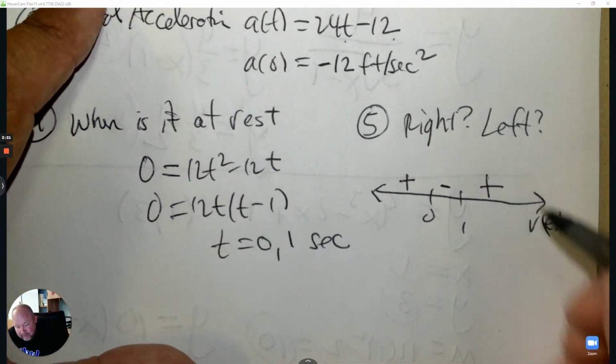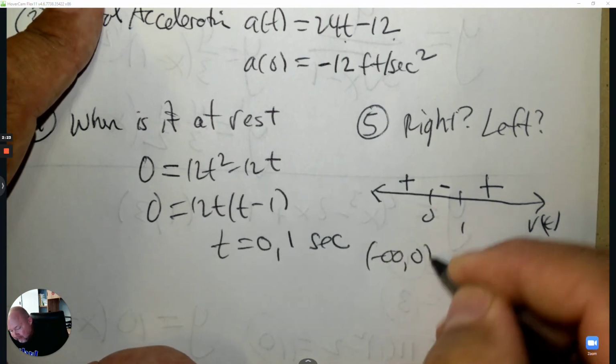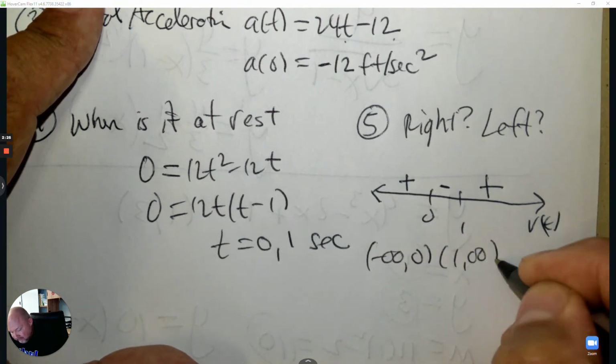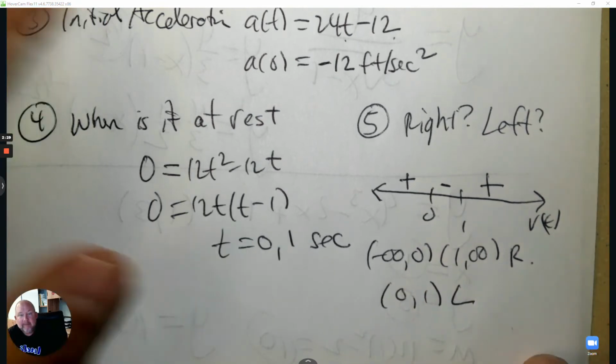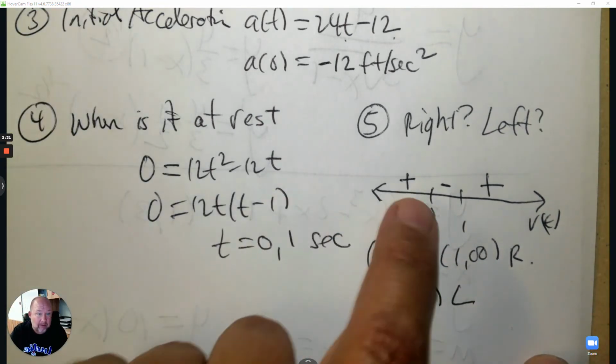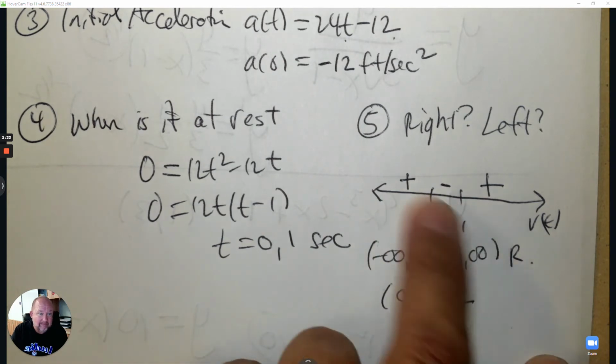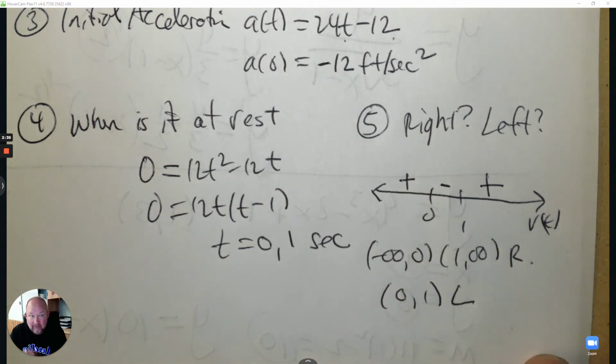So this tells me from negative infinity to 0 and 1 to infinity, it's going to the right. From 0 to 1, it's going to the left. So a positive means it's going to the right, and a negative means it's going to the left.